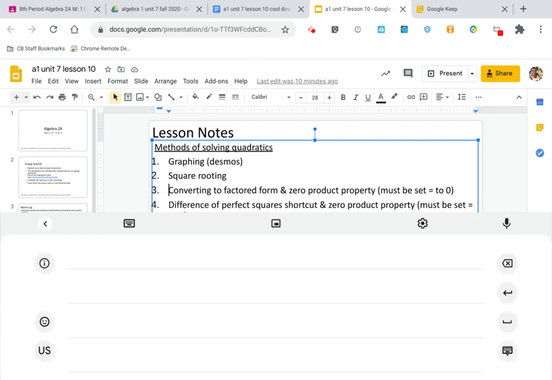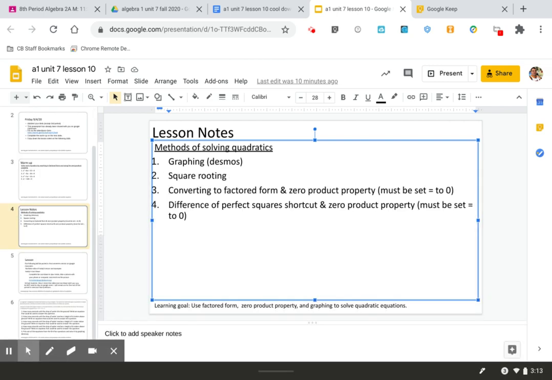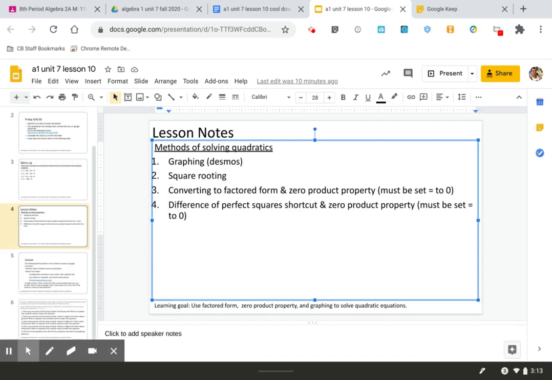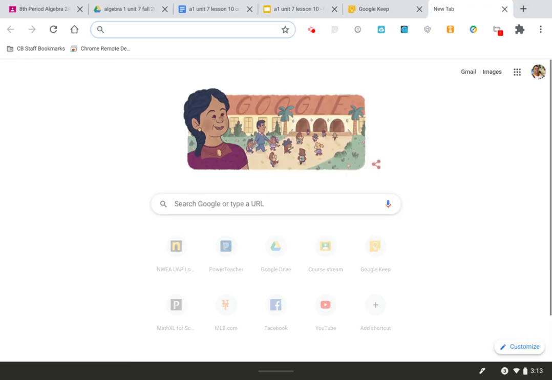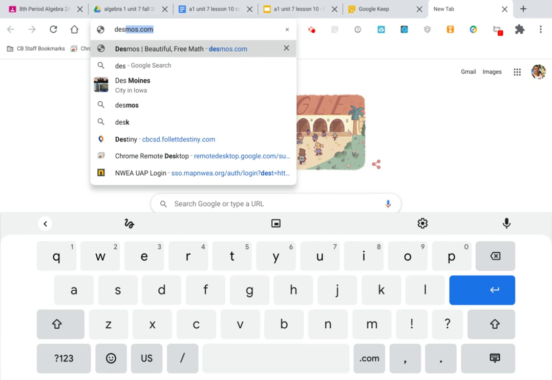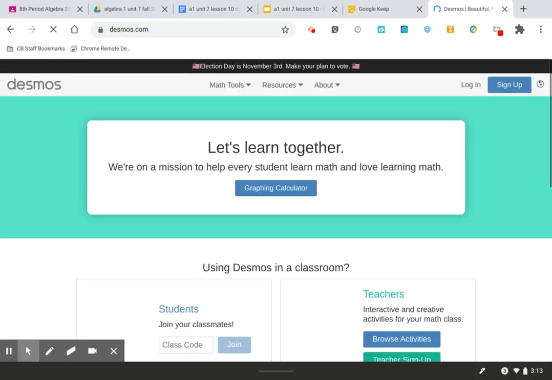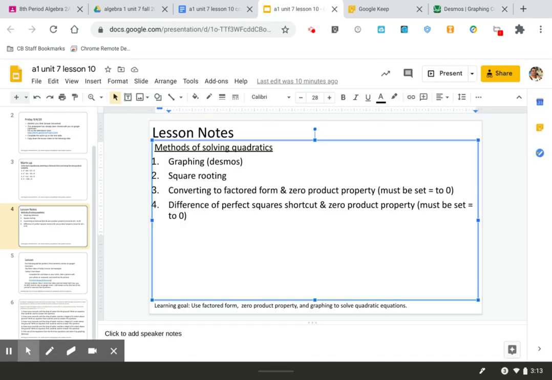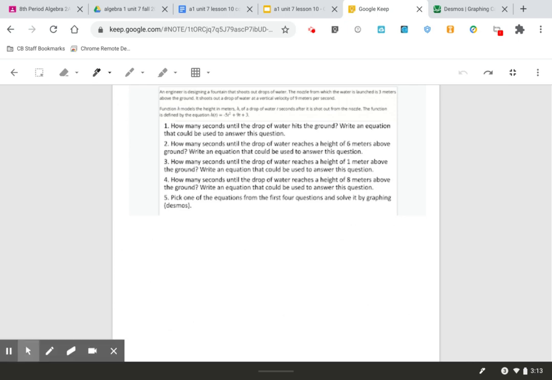We talked about converting to factored form. We talked about the difference of perfect squares. And then we also can graph on Desmos. So we could also solve quadratics by using Desmos, by graphing on Desmos. And I will show everyone how to do that with the examples. So with that in mind, let's go to the examples.